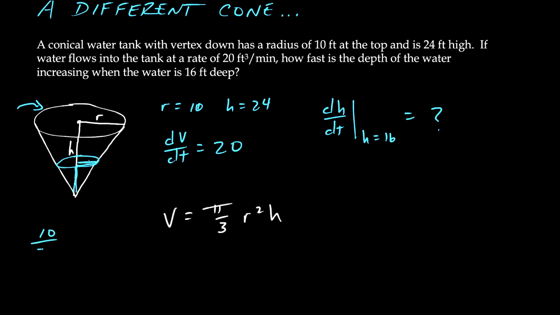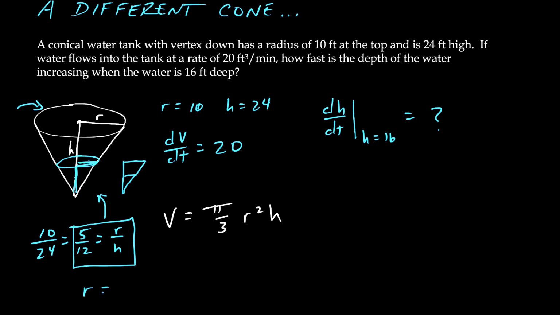of 10 over the height of 24, which we'll simplify to 5 over 12, will be equal to whatever the radius is over whatever the height is. So this is because of the similar triangles in there. And if we're going to do a cross section, we can just take a look at it like that. So now, since we're looking for dh/dt, what we want to do is replace r.